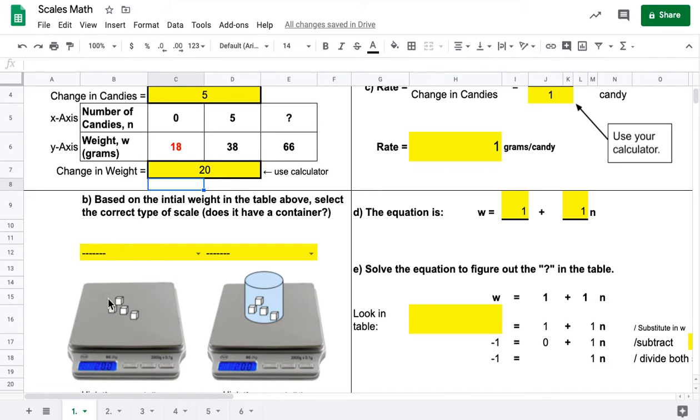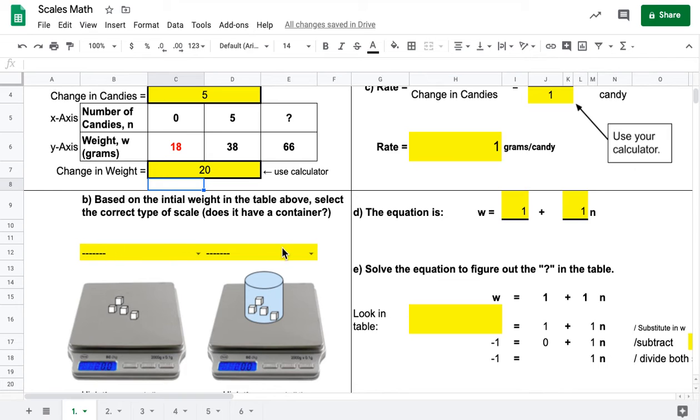If I swept all 4 of those candies off the scale, what would the scale read? It would read 0. What about this one? If I swept all 4 candies off, what would it read? Well, it would read whatever the weight is of the container. So since the initial weight is not 0, it looks like this.